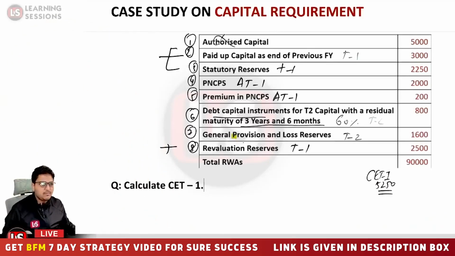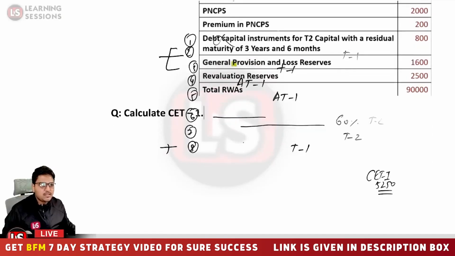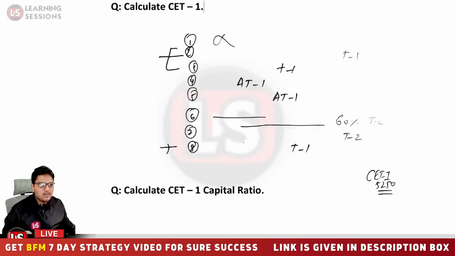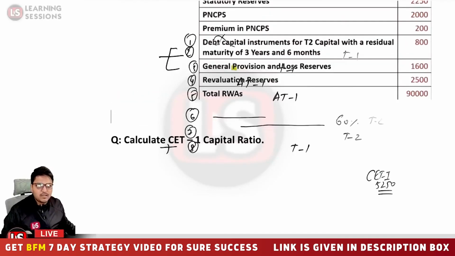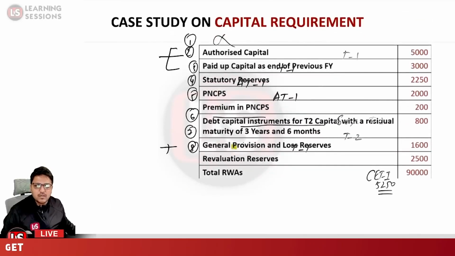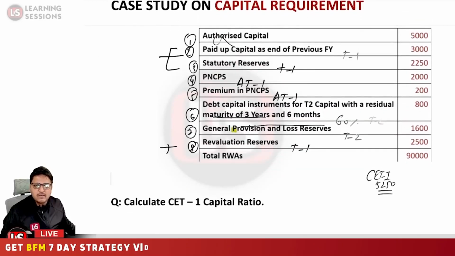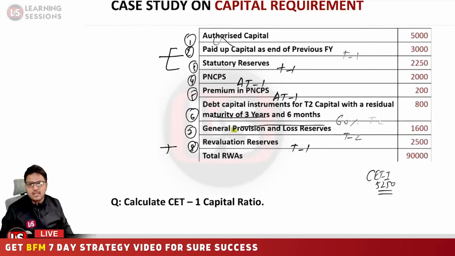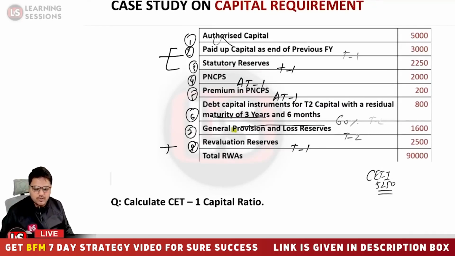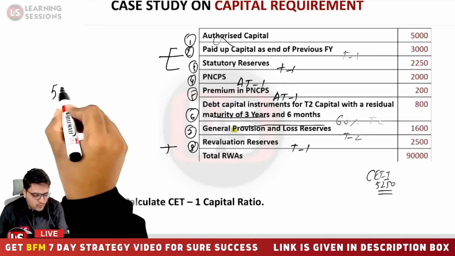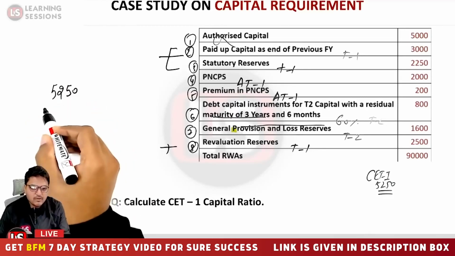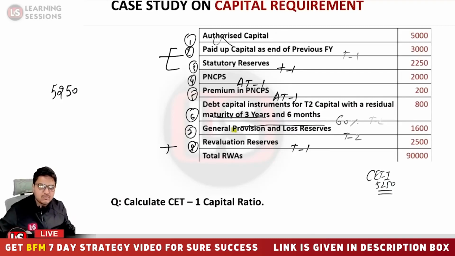Next question is that we need to calculate the CET1 ratio, not the additional tier 1. We need to calculate the CET1 capital ratio. Now the CET1 capital we calculated it to be 5250. I think I just made some mistake related to it. Let me check over here.